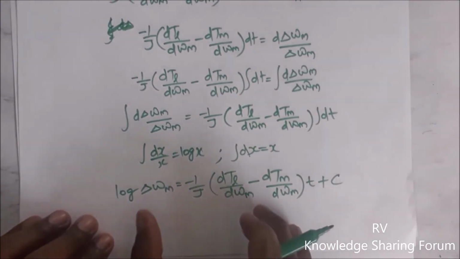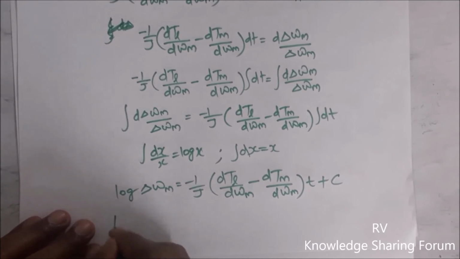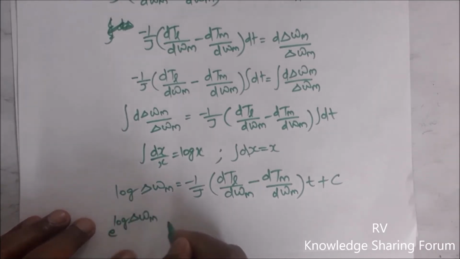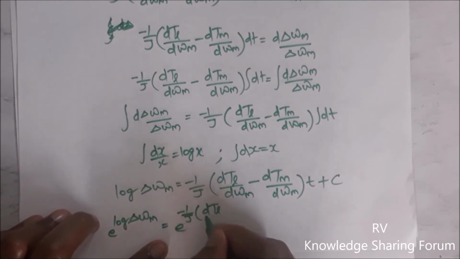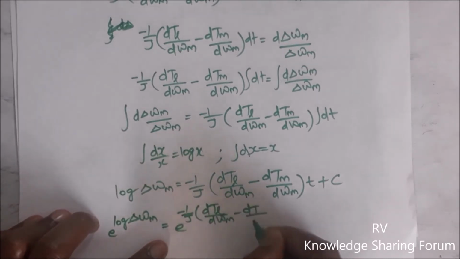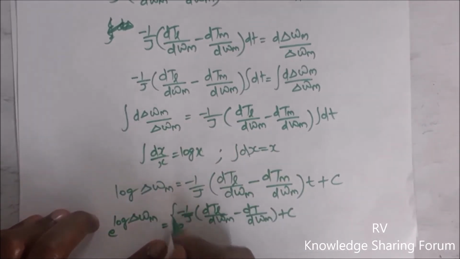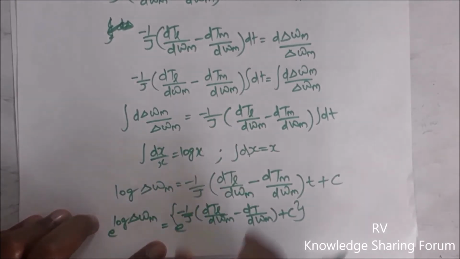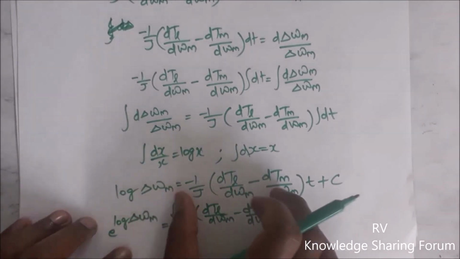Now take exponential on both the sides of this equation. So e to the power of log delta omega m, which is equal to e to the power of minus 1 by J into (dTL by d omega m minus dTm by d omega m) t plus c. Okay, I am just taking exponential on both the sides of the above equation.